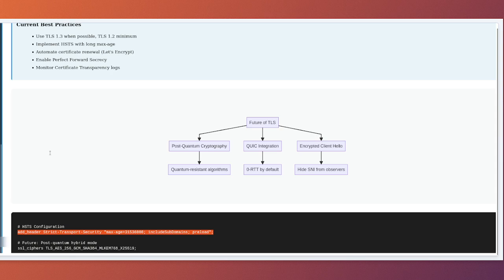The future also holds improvements in protocol efficiency. QUIC, which underlies HTTP/3, integrates transport and cryptographic handshakes, achieving zero-RTT connections more reliably than TLS over TCP. Encrypted Client Hello, ECH, is being standardized to hide even more information from eavesdroppers, including the server name indication.